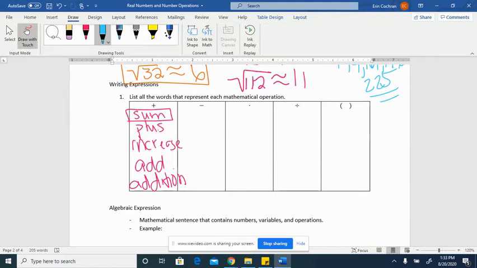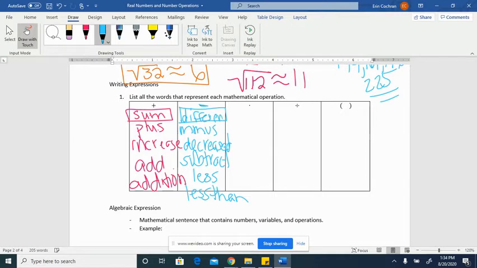The next one, this minus sign, say minus would work. Decrease or decrease by, subtract. Let's see what else. Less than, and there are more. The answer to a subtraction problem is not sum, that's addition. It is difference. It's the answer to the subtraction problem.